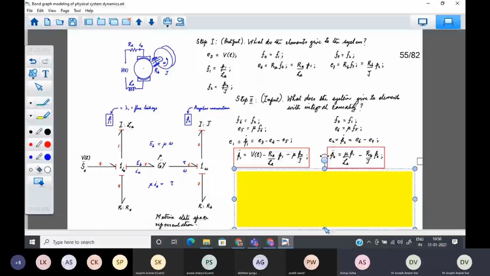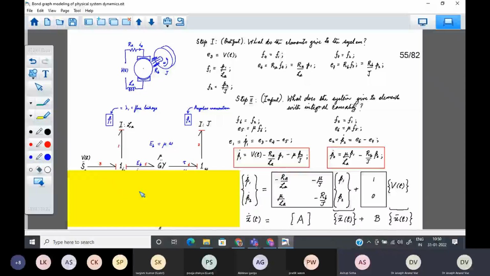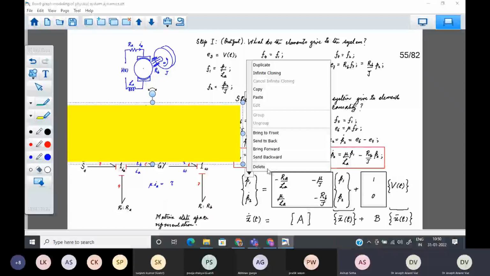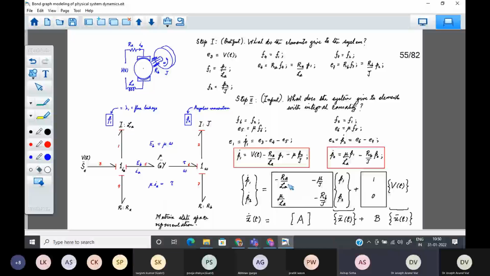Let us now cast these in terms of, we could write them in a matrix form. So I'll be showing you this matrix form. We take the derivative of these states on the left hand side and arrange it in a vector like this. So this is the derivative of the state vector.